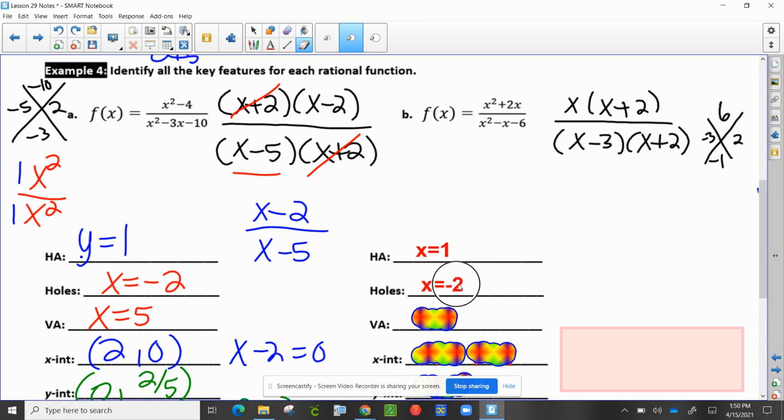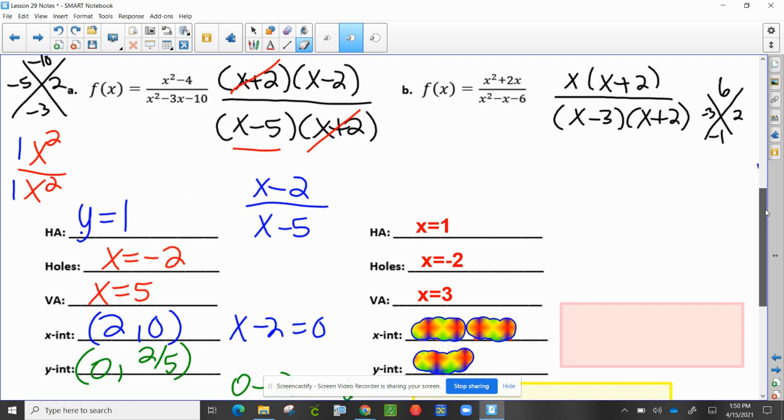Okay, you should notice that the x plus 2's are going to cancel out. So that means you have a hole at negative 2. x minus 3 is left in the bottom. So that means you have an asymptote at positive 3.